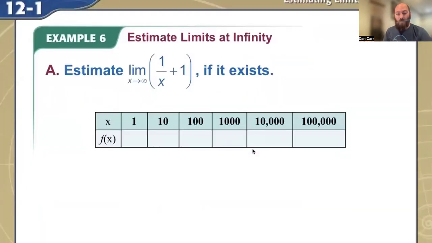Let's try another one. This one we're saying as x approaches infinity. Okay, so I'm just going to go right to the number. Well, you know, let's see the graph real quick. 1 over x plus 1.